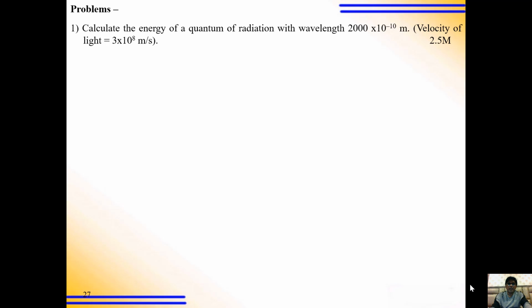So here the theoretical part of this photochemistry unit is completed. We will see the numerical problems in the next video.